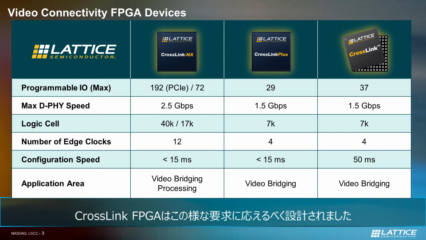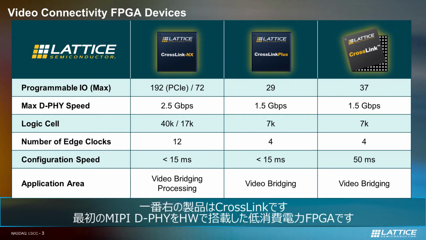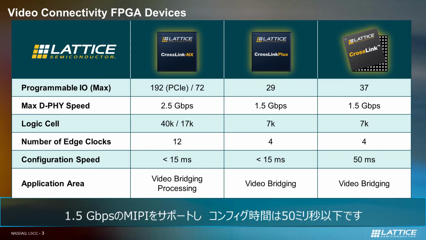CrossLink FPGAs are the right part to answer these challenges. This is a quick overview of the three video connectivity FPGA families. From the right-hand side, we start with CrossLink, which is the first low-power FPGA with hardened MIPI D-PHY. It supports 1.5 gigabits MIPI speed. It configures in less than 50 milliseconds.